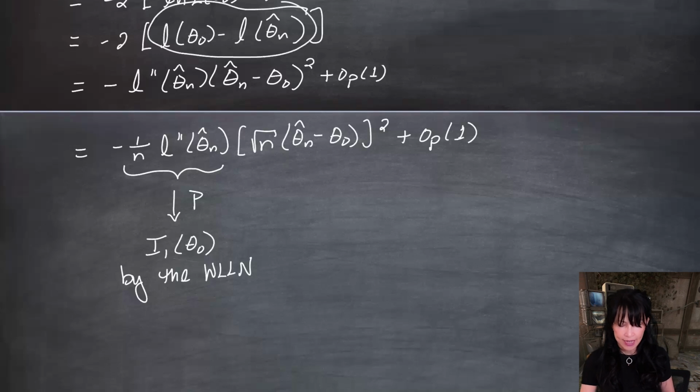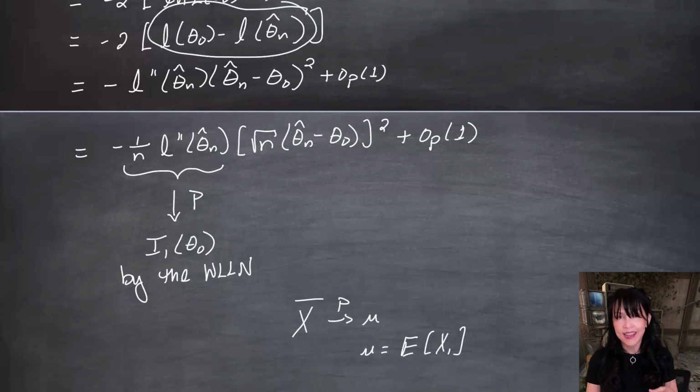This is like saying that x bar converges in probability to mu, where mu is the expected value of one of them. It's just that for this problem, one of them is the negative second derivative of the log likelihood.